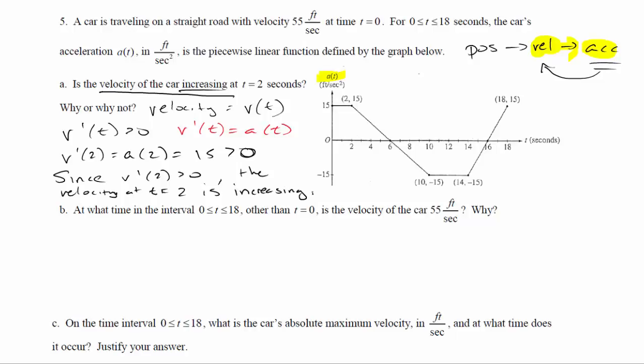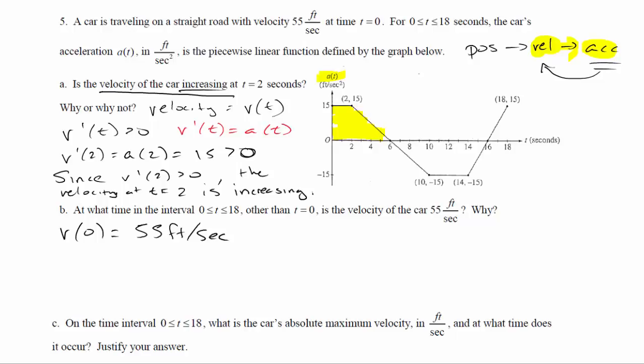Part B, at what time in the interval from 0 to 18 other than t equals 0 is the velocity 55 feet per second? So you have to read into this a little bit more than how it shows you. It's saying at what time in the interval, which is implicitly saying that there is a time in the interval, and really there's only one time in the interval. So what I need to do is figure out, okay, at v of 0, the car was traveling 55 feet per second. But as soon as I started and the clock went off, the car was accelerating.